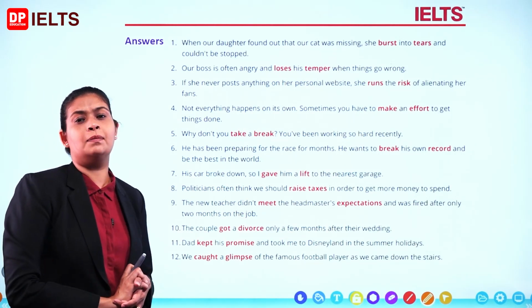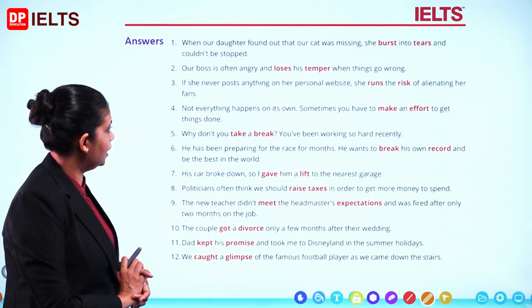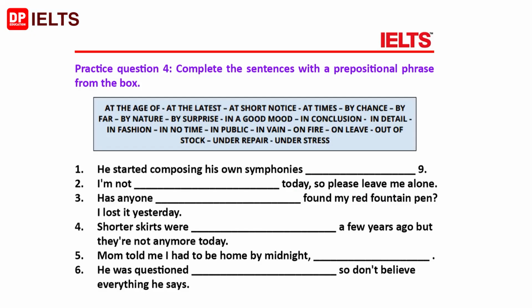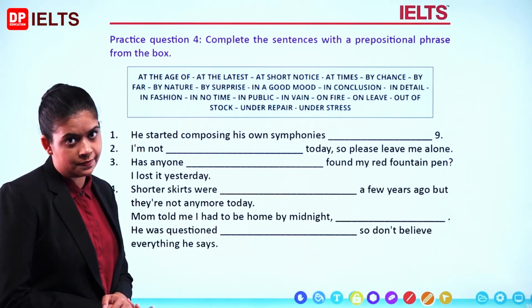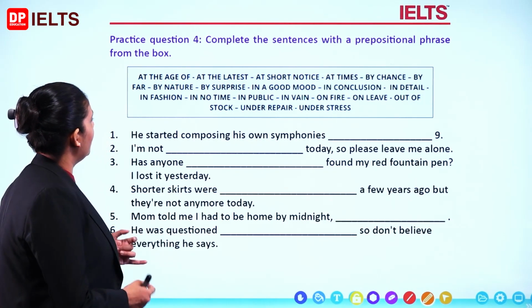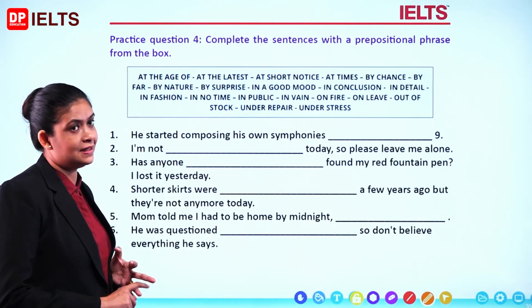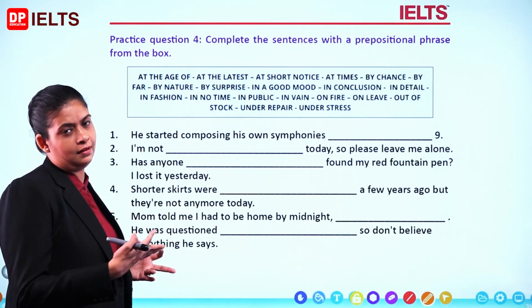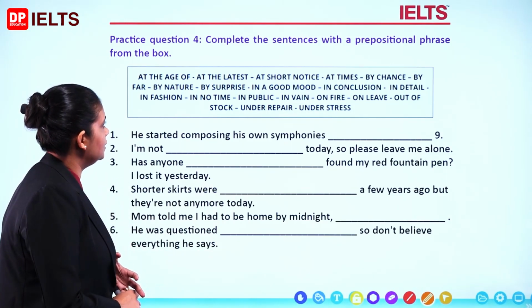So you'll have to think about the tense and then change the verb accordingly, as I told you, right? Let us have a look at practice question 4. Complete the sentences with a prepositional phrase from the box. Okay, so at the age of, that means at a particular age, at the latest, at the last or the most amount of time that you could give, right?